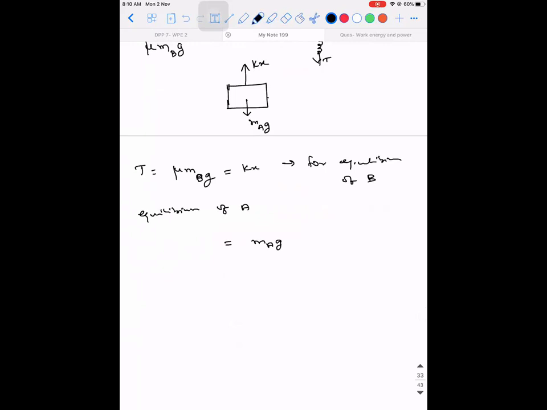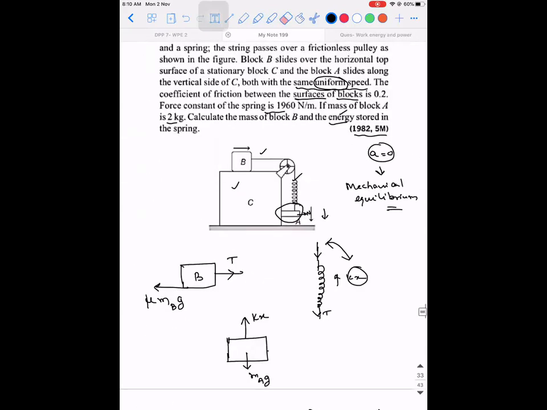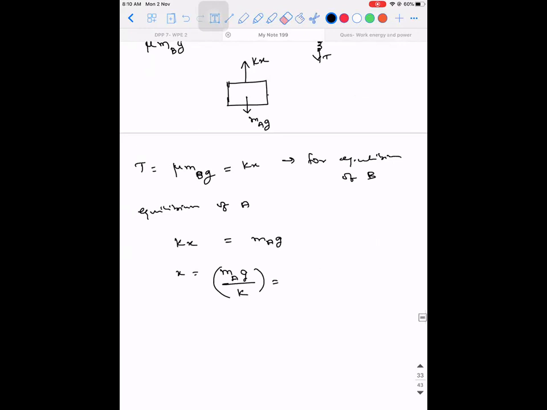So can I write kx is equal to mA into g? From this, you can get the value of x. x will be equal to mass of A into g divided by k. So what is the extension that is taking place? Mass of A is 2. So 2 into 9.8 divided by 1960, that is 19.6 divided by 1960. It will be 1 divided by 100. So x will be 0.01 meter. That is the extension that is going to take place in the spring.